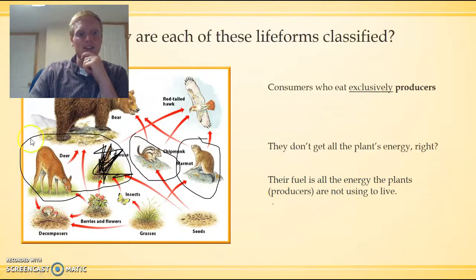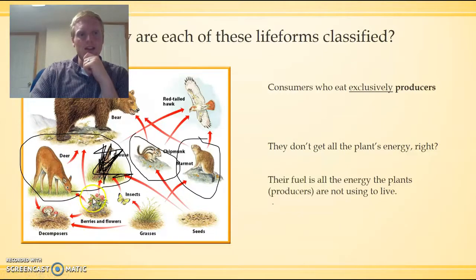So this deer right here is going to get a lot of energy from this plant. But the energy that it does get, the food that it does get, is all the energy that this flower is willing to give up, that it's not using to grow and to function. So if this berry plant got 100% of the sun's energy, and it needed, say, 30% of that to grow and function, the deer is only getting 70% of the energy from the sun.